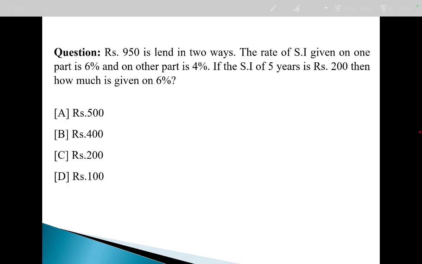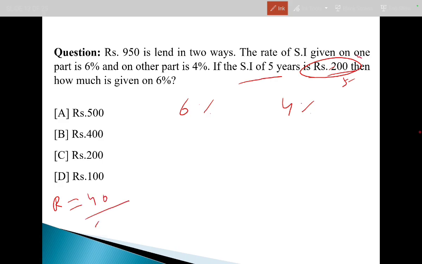In the same way you can solve this question, but what's different in this question is the principal is 950, one he borrows at 6%, the other he borrows at 4%. But in this question SI for 5 years is given, while in the formula you need SI for 1 year. See, the SI stays the same: if the 5 year SI is 200, then 1 year will be 40. So you have to figure it out like this.